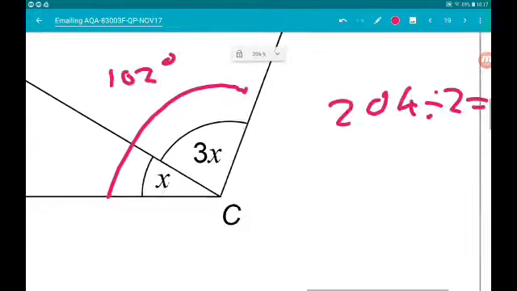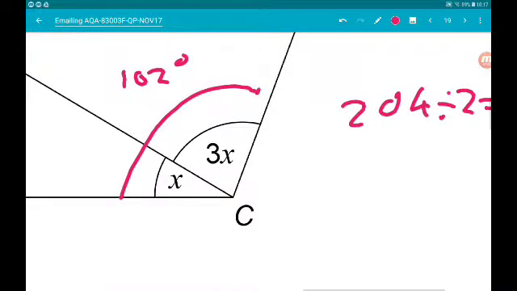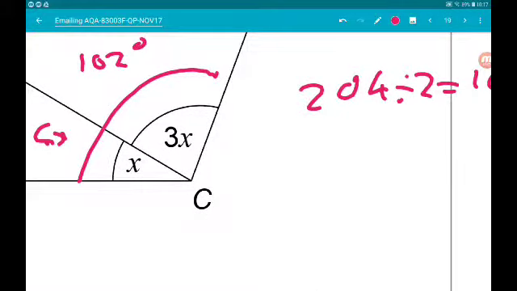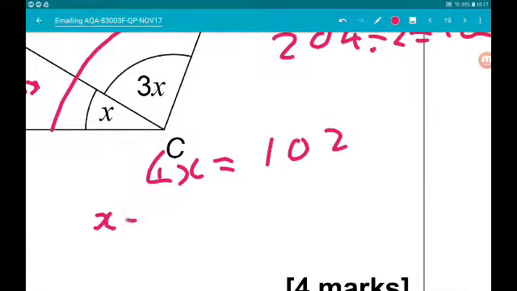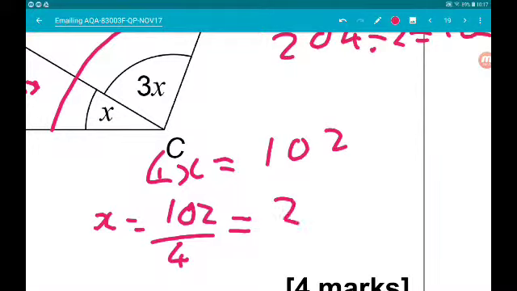Now this whole angle here is also 4x. So that tells us then 4x is equal to 102, so x is 102 divided by 4, which is 25.5 degrees. Cool.